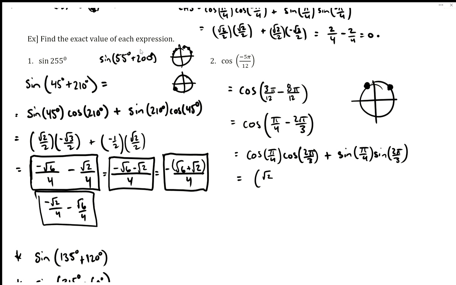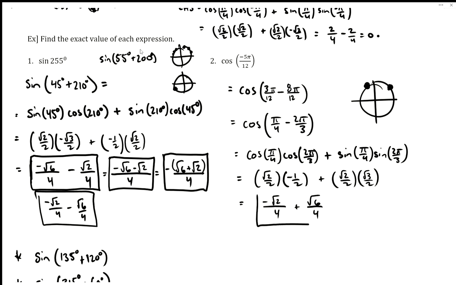So we would get square root of 2 over 2. Cosine of 2 pi thirds is -1/2. And then we have plus. Sine of pi fourths is square root of 2 over 2. Sine of 2 pi thirds is positive square root of 3 over 2. And then now we'll multiply through the numerator here. We've got negative square root of 2 over 4. So next one is plus. 2 and 3 multiply to give us 6. It stays under a square root. 2 times 2 is 4.